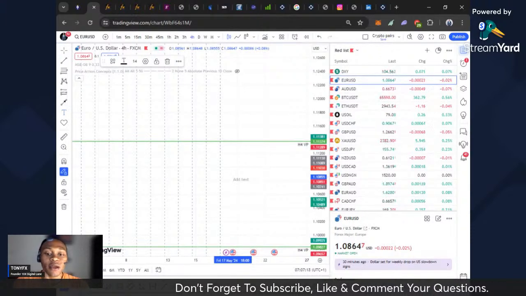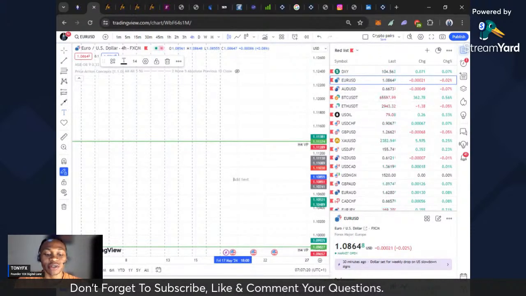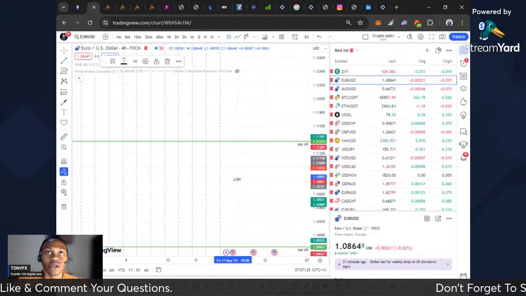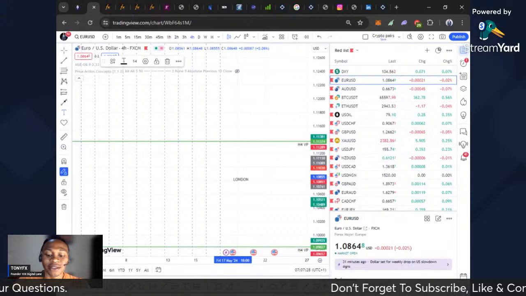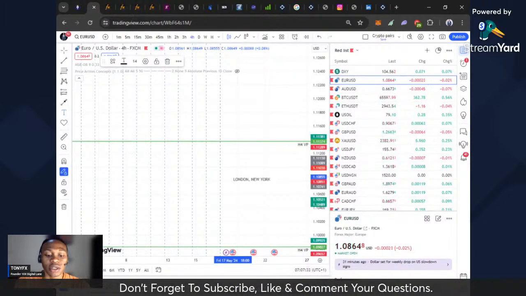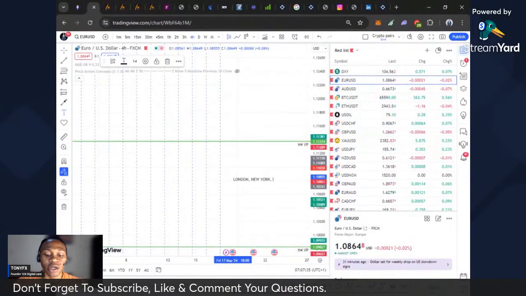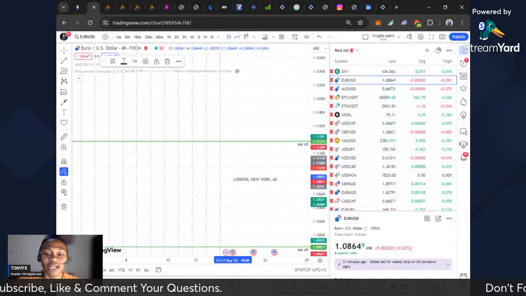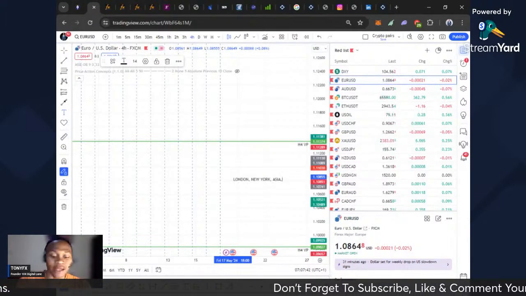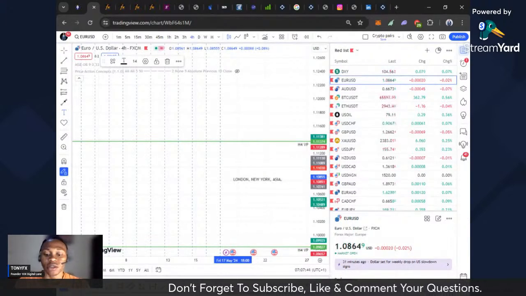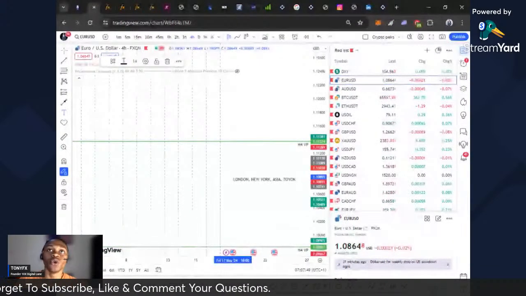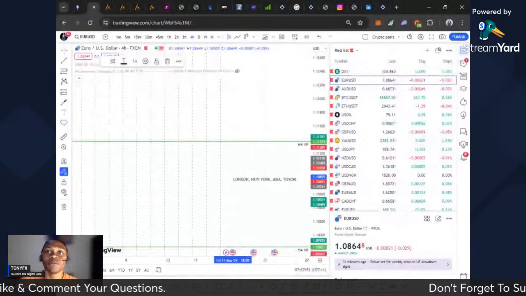So when it comes to the sessions, the market moves from the London session, London, that's the London session, down to the New York session, down to the Asia session, and Tokyo session. So these are the 4 important sessions in the market.